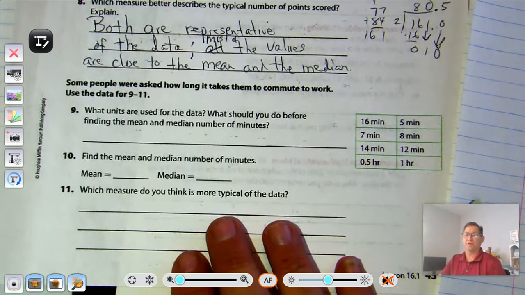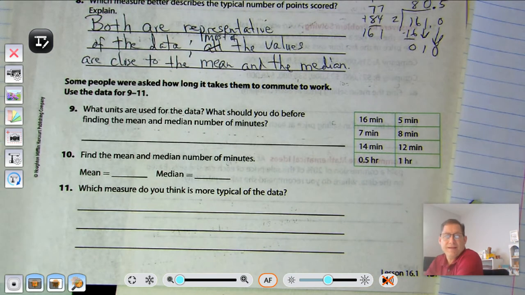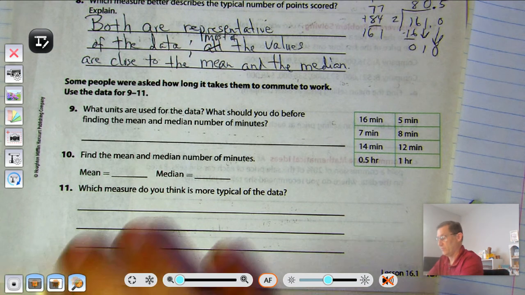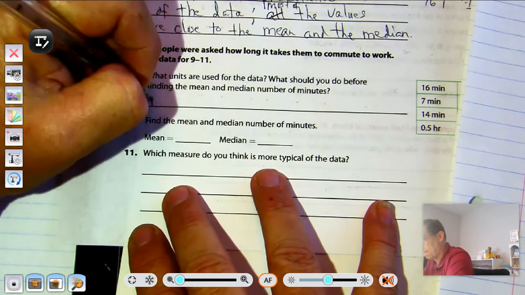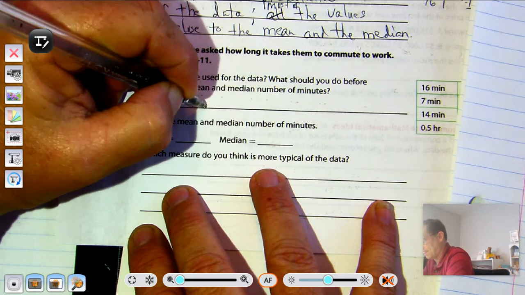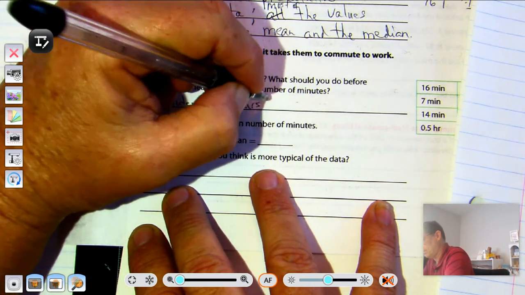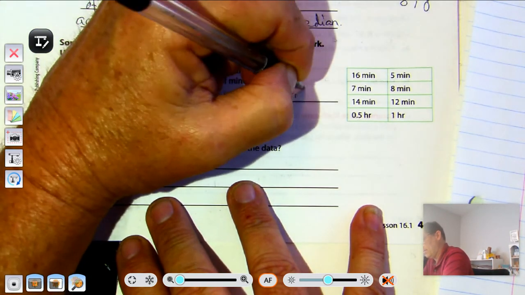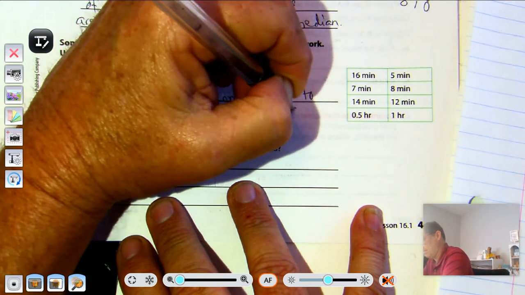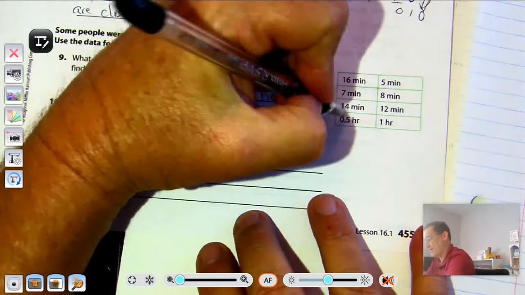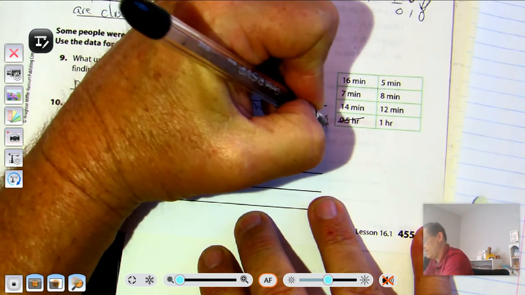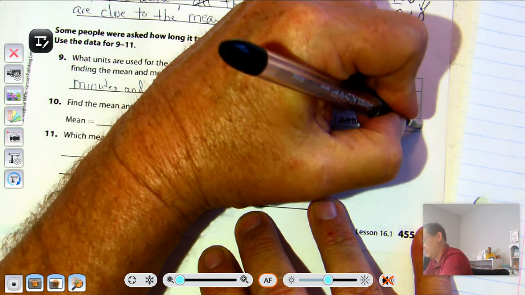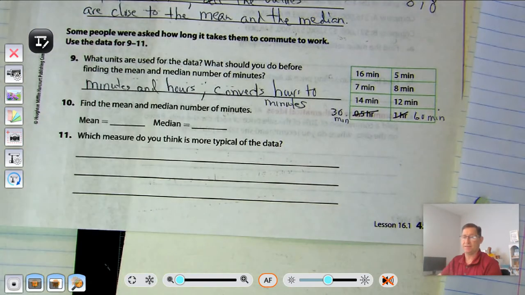All right, number 9. So we have minutes and hours in this table, and it says what units are used for the data. What should you do before finding the mean and median number of minutes? Okay, so if we have to find the mean number of minutes, we need to convert hours to minutes. Okay, so this half hour, I'm going to change to 30 minutes, and the hour, I'm going to change to 60 minutes.